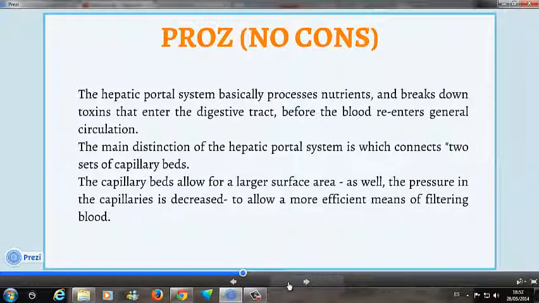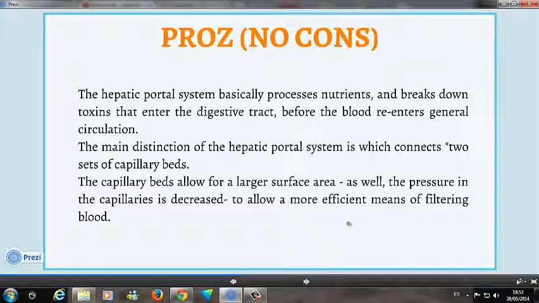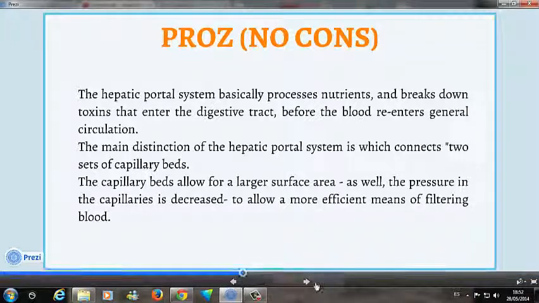Pros and outcomes. The hepatic portal system basically processes nutrients and breaks down toxins that enter the digestive tract before the blood re-enters general circulation. The main distinction of the hepatic portal system is that it connects two sets of capillary beds. The capillary beds allow for a larger surface area as well. The pressure in the capillaries is decreased to allow a more efficient means of filtering blood.